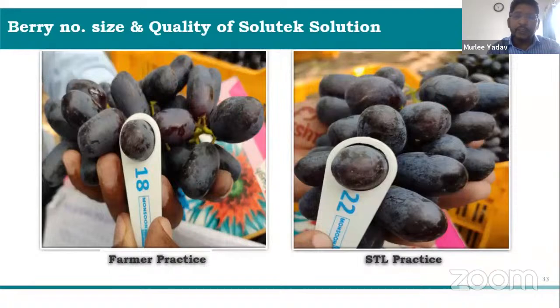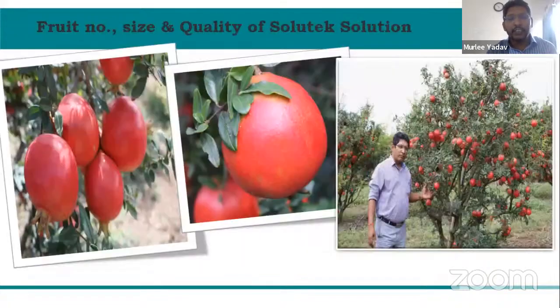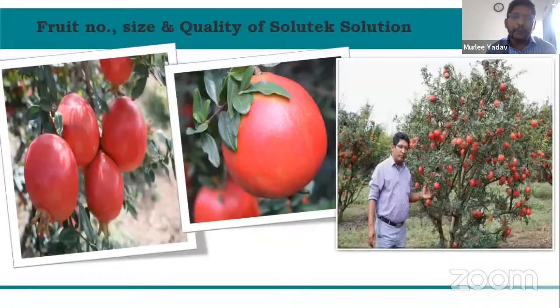So here you can see the difference. Seeing the difference, farmer practice on the left side, right side is Solutech solution. See the difference in tomato, pomegranate. See how much fruit is loaded in the tree of pomegranate. So this is all about from my side. Now the session is open for the discussion.